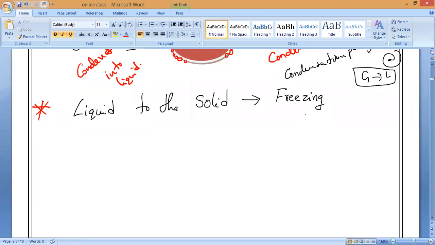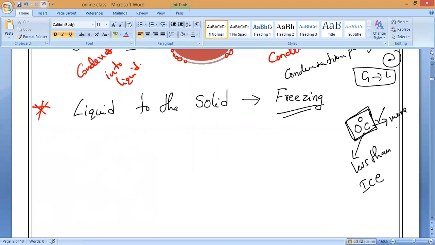Same way, liquid to solid we call freezing. So now, what is the melting point of water? Ice. 100 degrees Celsius? No, sir, I'm asking about the melting point, not the boiling point. Melting point is how much? 0 degrees Celsius. So if it is less than that, what is the state? Less than that, it will convert into ice. If it is more than that, it will convert into liquid water. Is it yes or no, guys? Yes, sir.